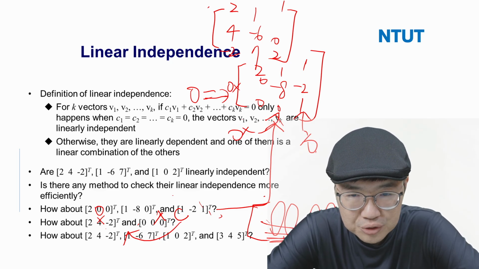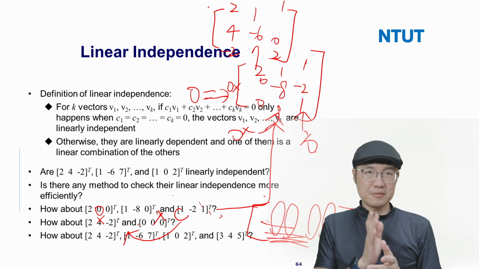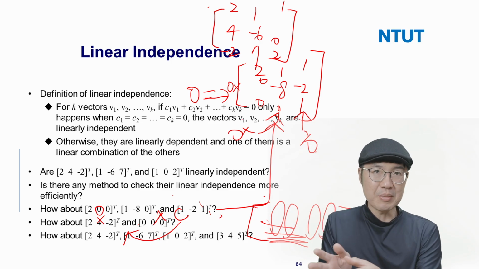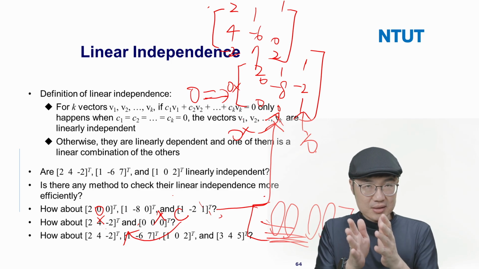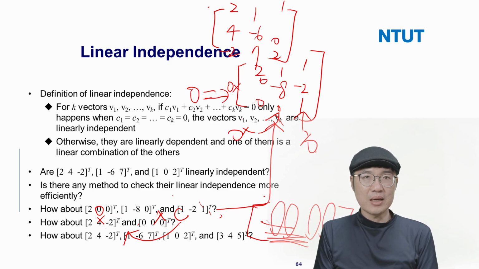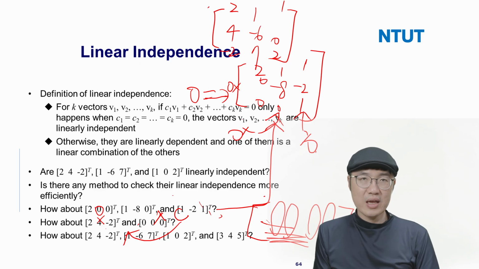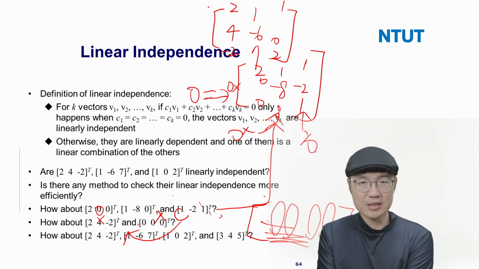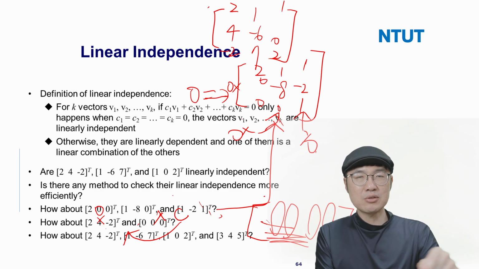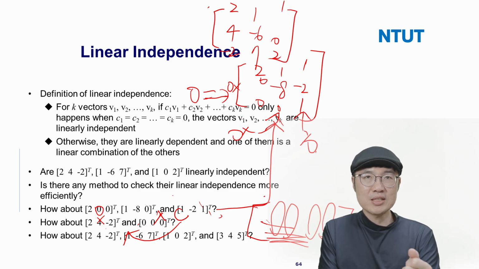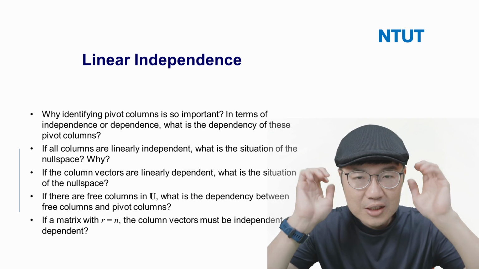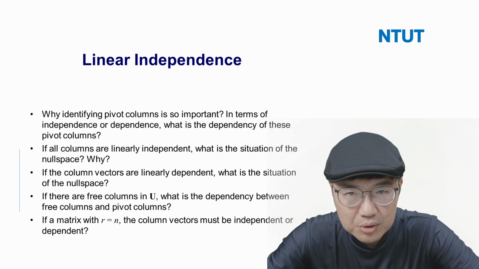So you cannot choose more vectors than the dimension of the space. If your space is Rm, you can choose at most m independent vectors. Any m plus 1 vector must be a linear combination of the previous m vectors. So identifying pivot columns is always important.